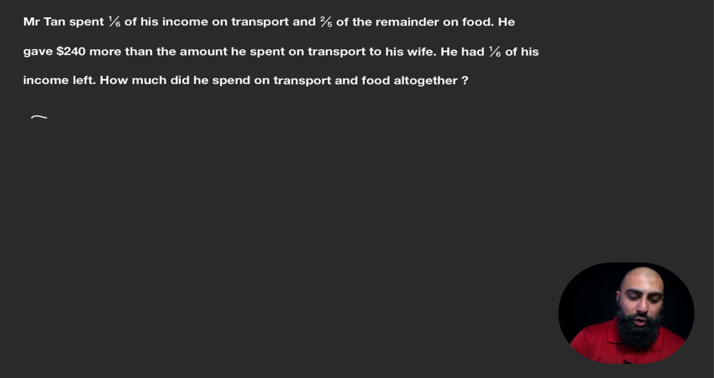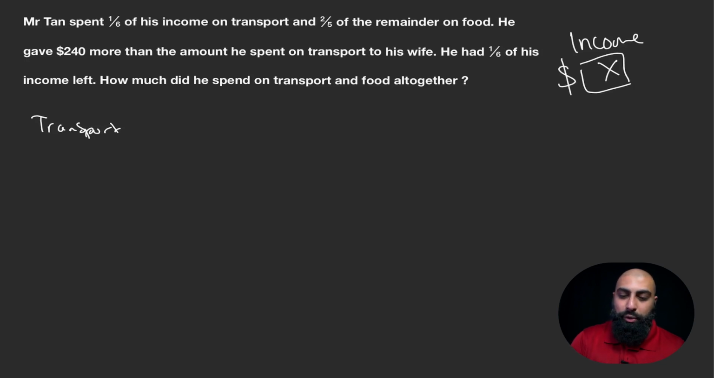We know for transport, he spent 1/6 of his total income. Now his income, let's just say Mr. Tan's income is X dollars. We don't know how much it is, it's just X. So the transport was 1/6 of his total income, which we can call X over 6. So that's the amount that he spent for transport.